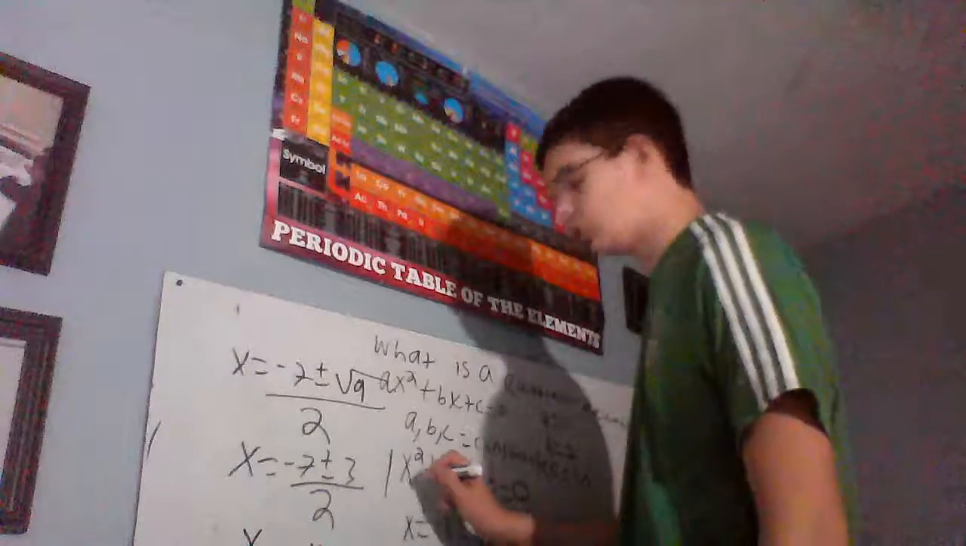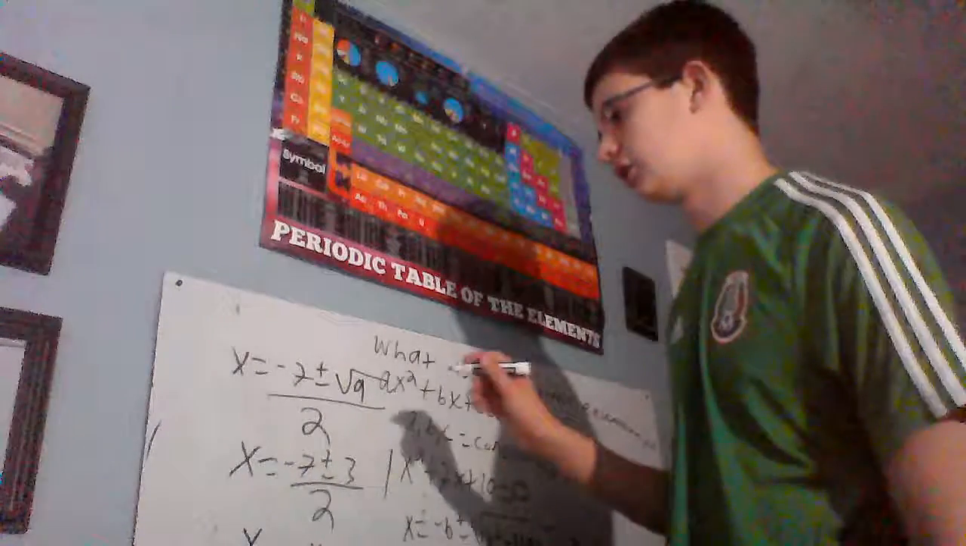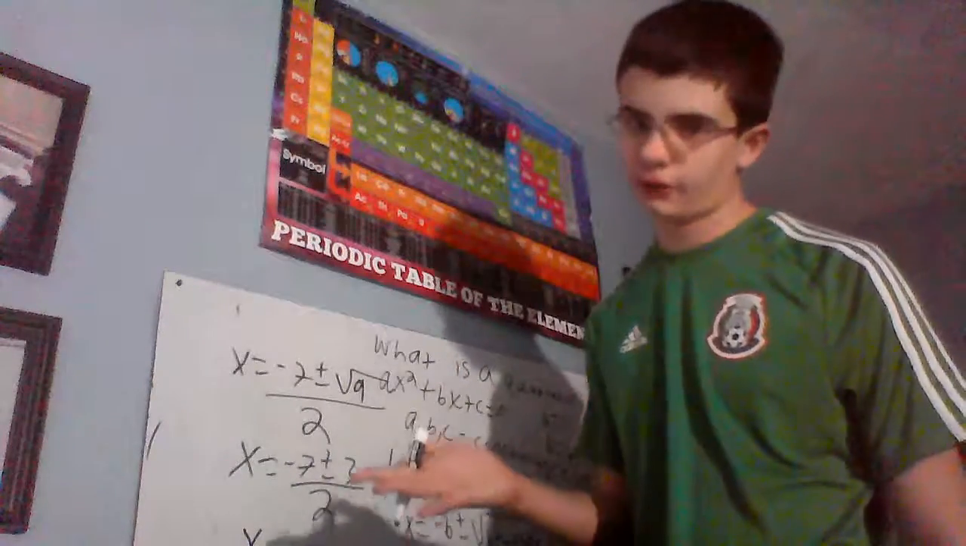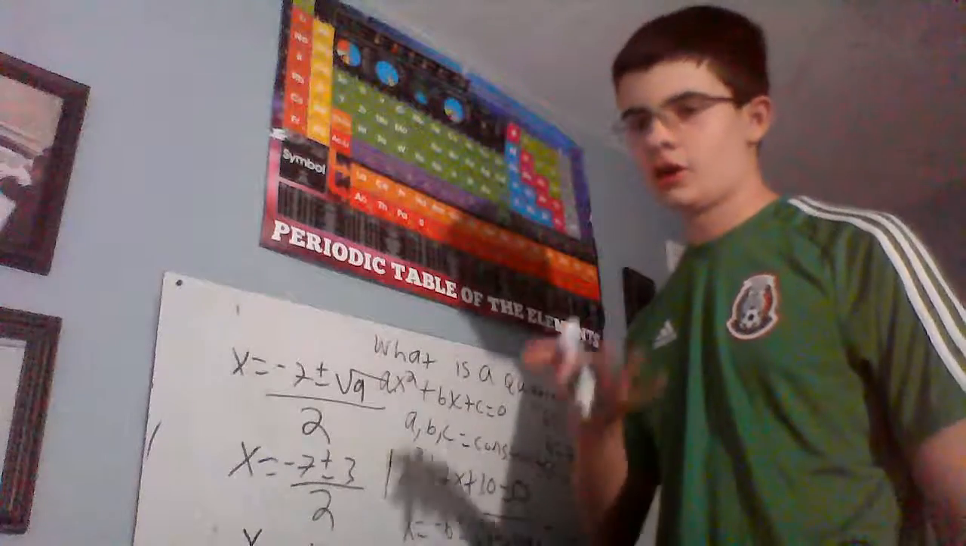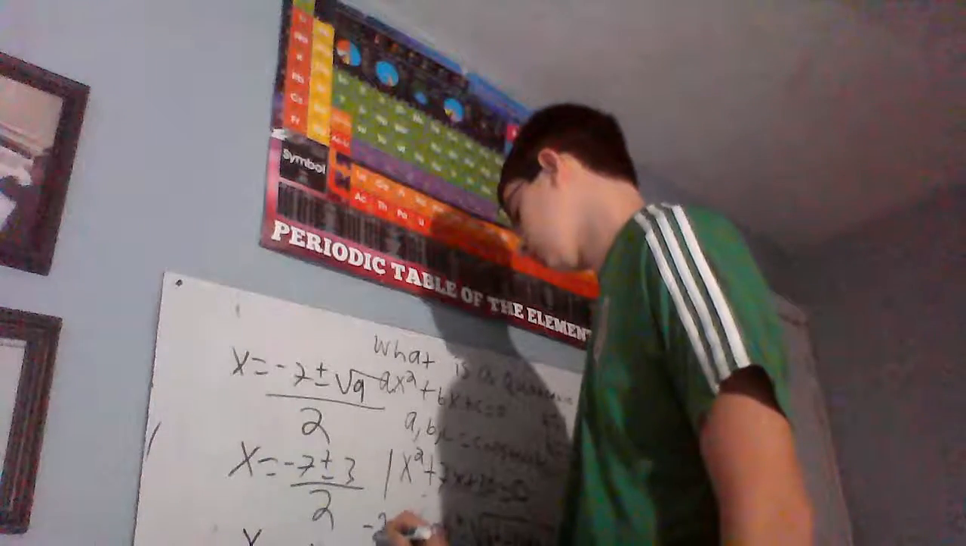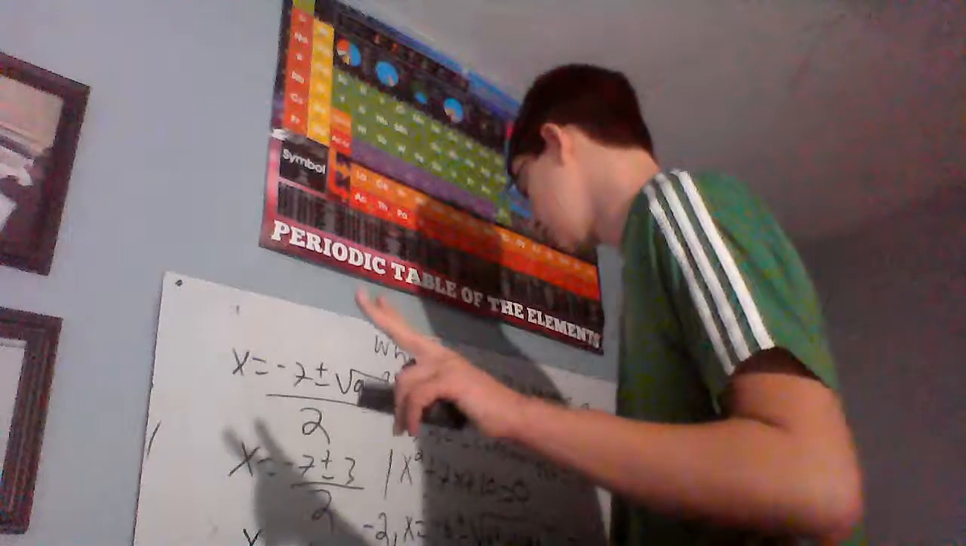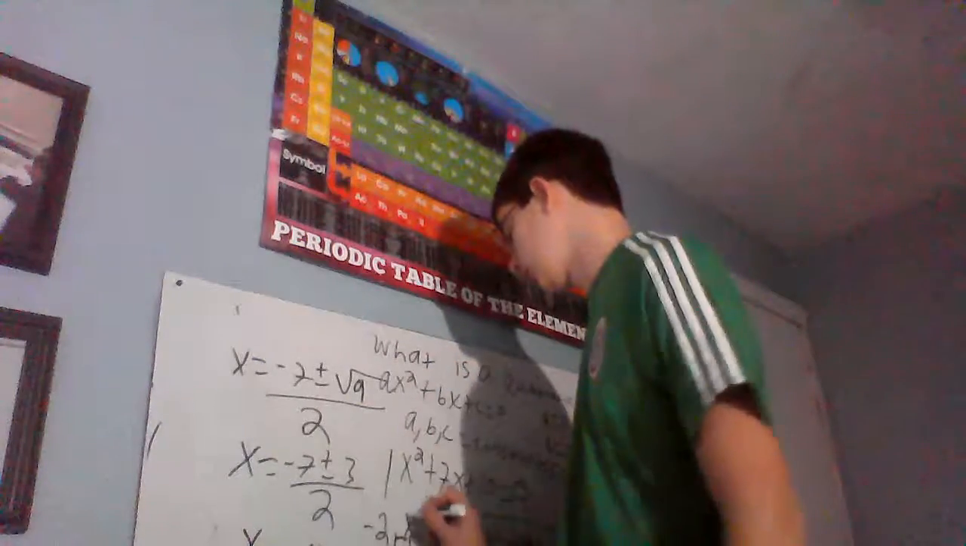Negative 5 squared, 25, plus 7 times negative 5, which is negative 35, so 25 plus negative 35, which is just negative 10, plus 10 is 0, 0 equals 0, of course. So, yes. In this particular instance, there are always two solutions to a quadratic equation, and in this case it would be negative 2 and negative 5.